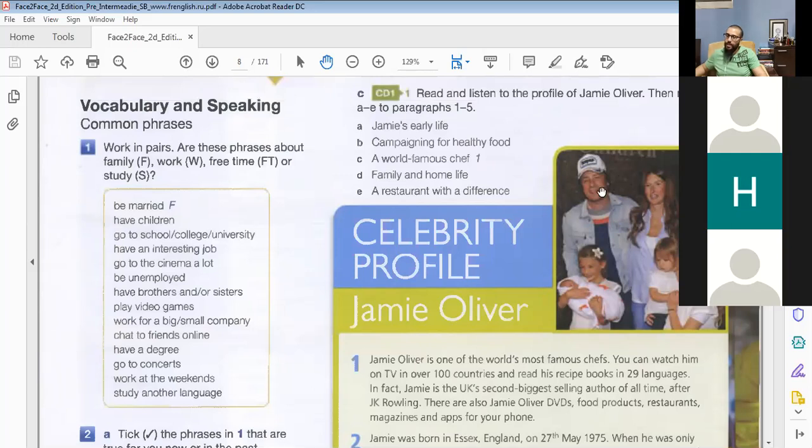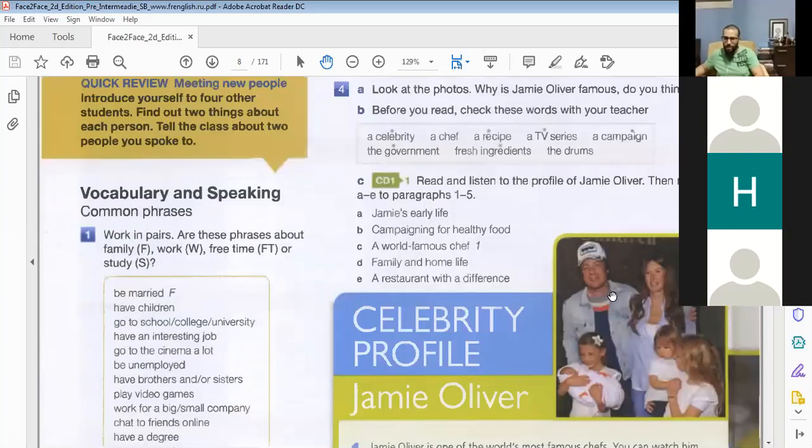He and also Gordon Ramsay. I think maybe Gordon Ramsay is a little more famous than him. Do you know Gordon Ramsay? The mean chef? Yeah. The one who's always shouting. So these two are quite famous. But today we're going to talk a little bit about Jamie Oliver.